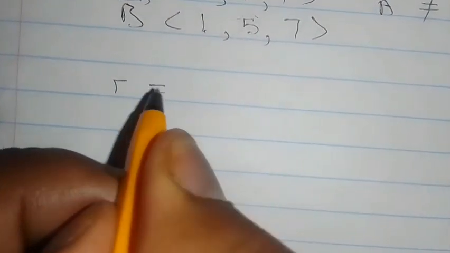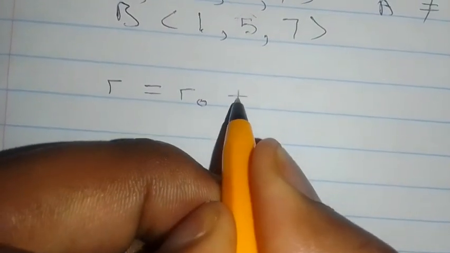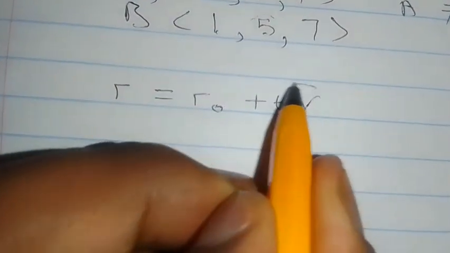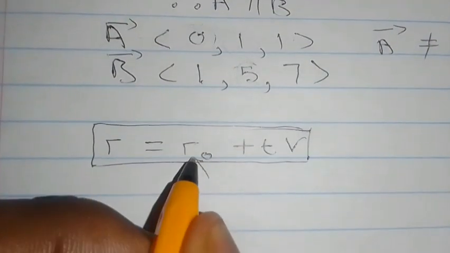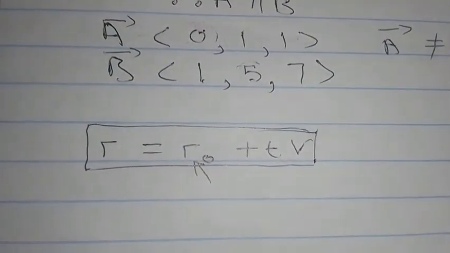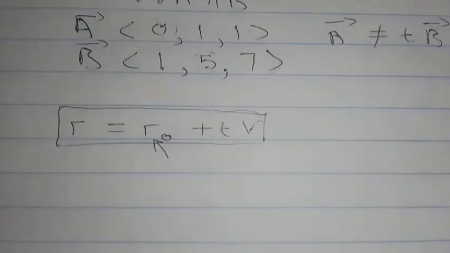The reason I'm showing you this is that we're going to end up having to discuss how to get an equation of a line, where this is an initial coordinate, t will denote some sort of a gradient, and v will be a vector parallel to that line.